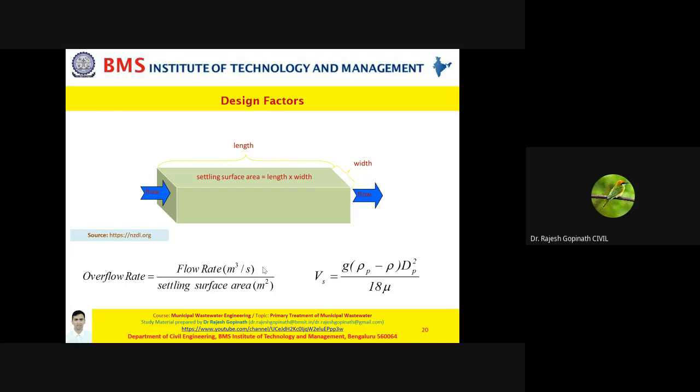This will be subjectively taken up in the subsequent classes when we do numericals and design attributes. And in that case we shall also talk about overflow rate and settling rate.